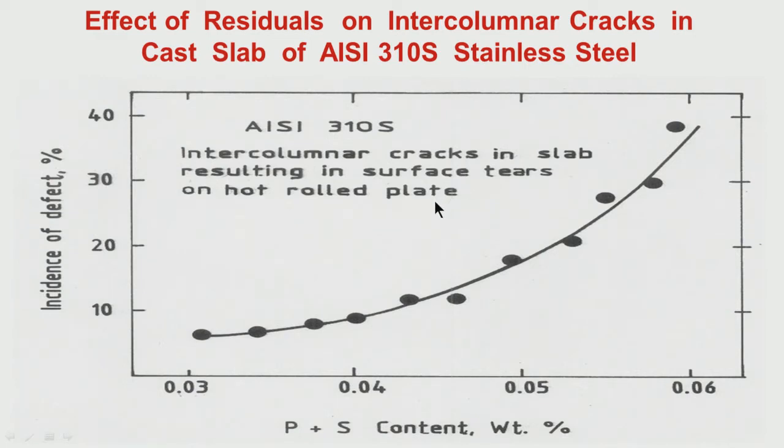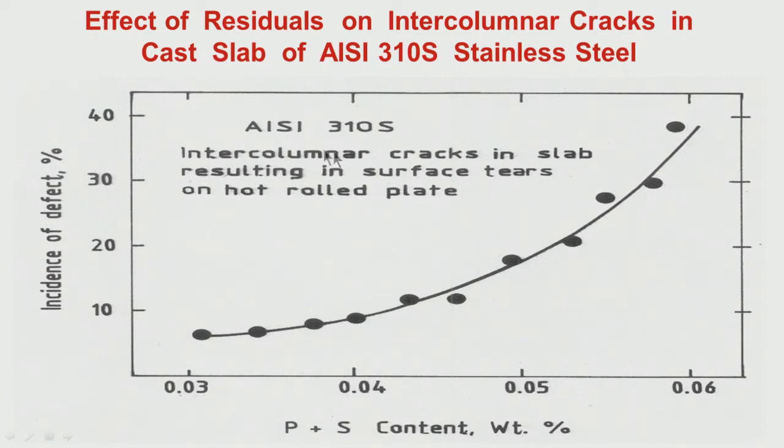This is particularly true for a high nickel equivalent by chromium equivalent situation, a grade like 310S or a chemistry with more than 0.5% carbon, where it is a totally austenitic solidification. The shell is very thin during solidification, so there is a chance of a lot of crack formation in the shell, because it is thin and relatively weak. So, these intercolumnar cracks, when you are rolling the slab, will come to the surface and you get what we call surface tears in the hot rolled plate or slab.